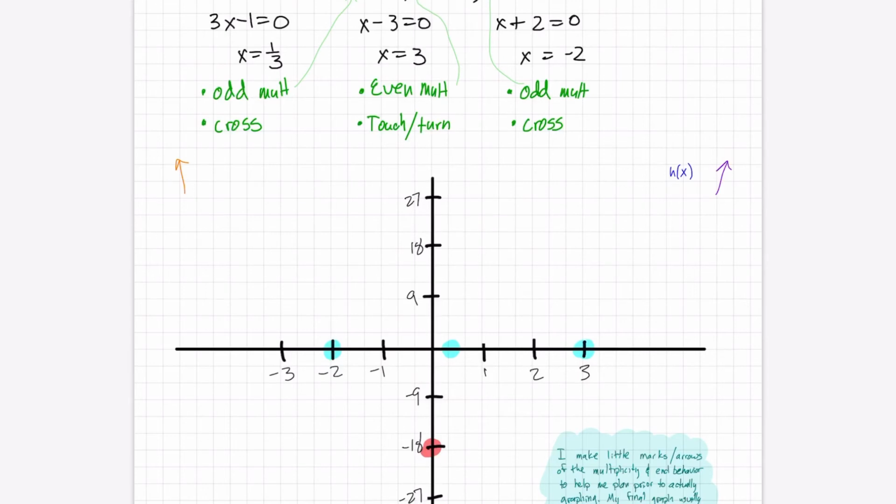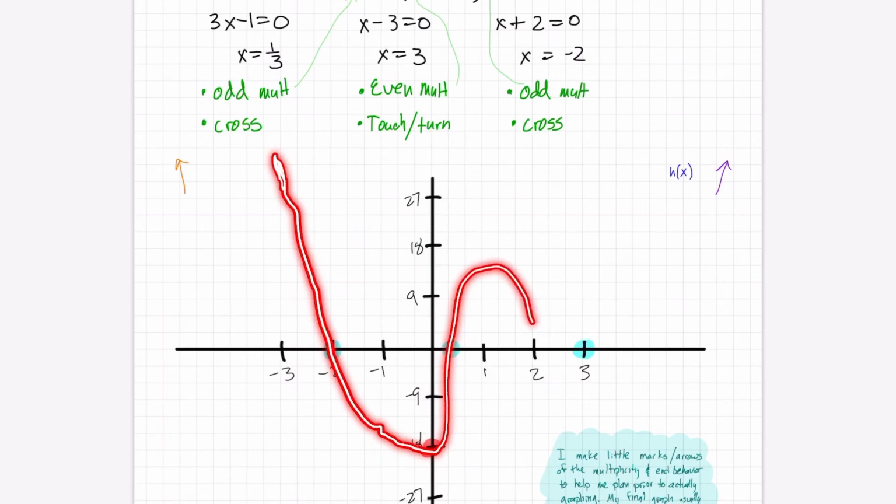So if I'm starting on the left, up high, and then I'm coming through, I know I'm going to have to cross at -2, and then actually go through my y-intercept, and then cross back up through this 1/3, and then somehow touch and turn at this 3, and then go up high. Well, that's a very rough sketch of what's happening with this function.